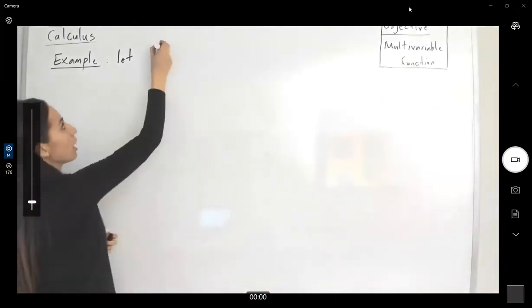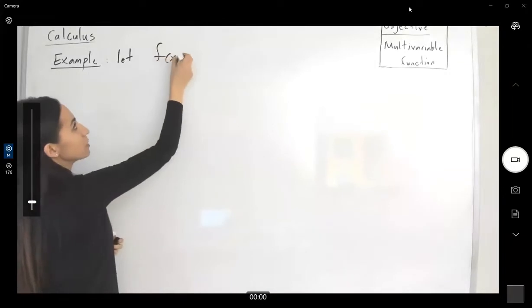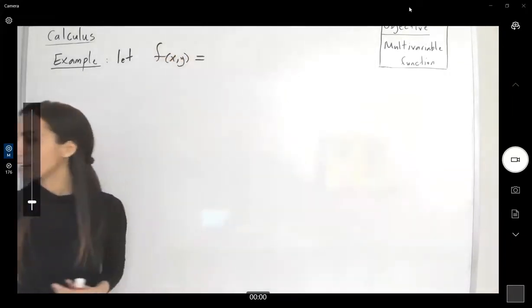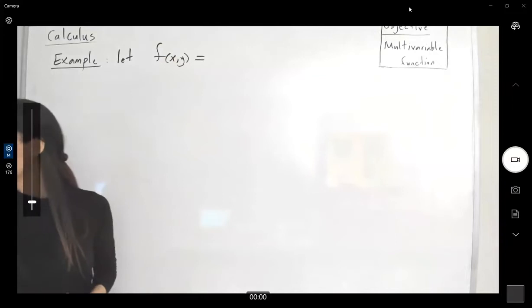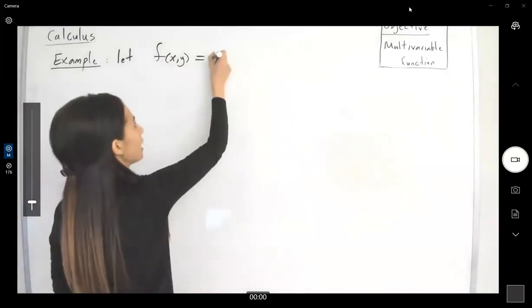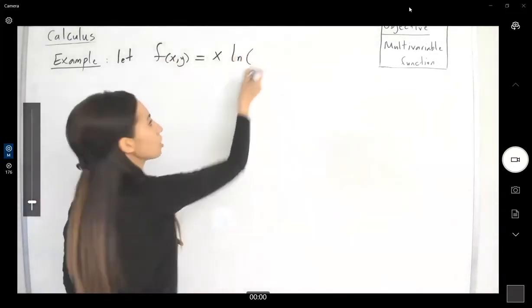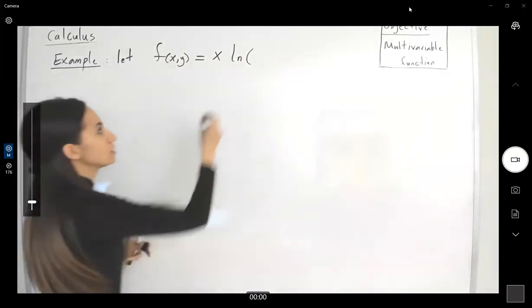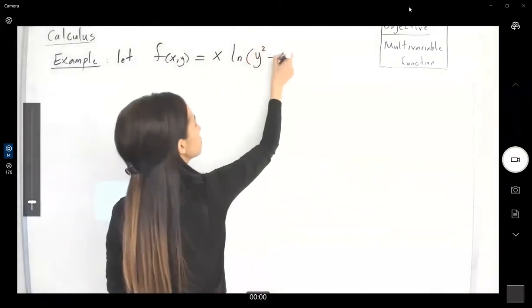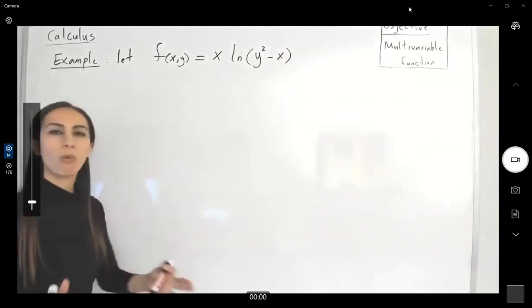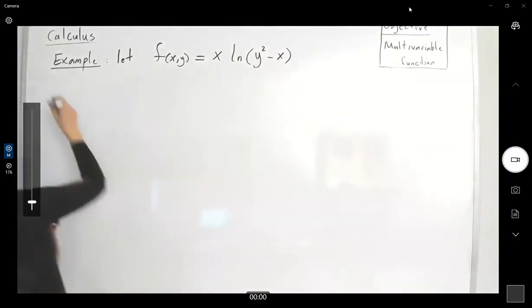So suppose you have a new function. F of x and y is defined as natural log x times natural log of y squared minus x. What is the domain of this function?